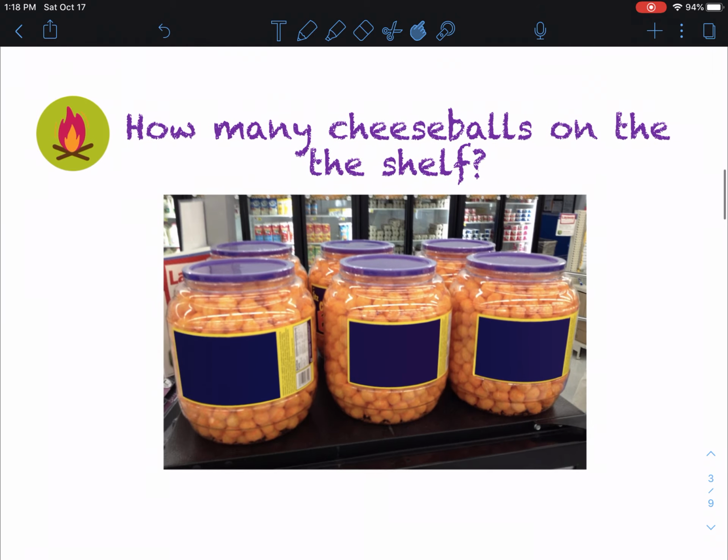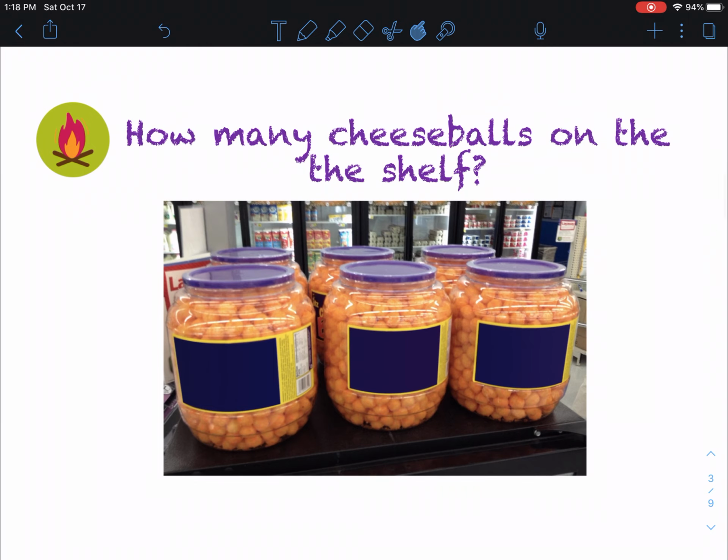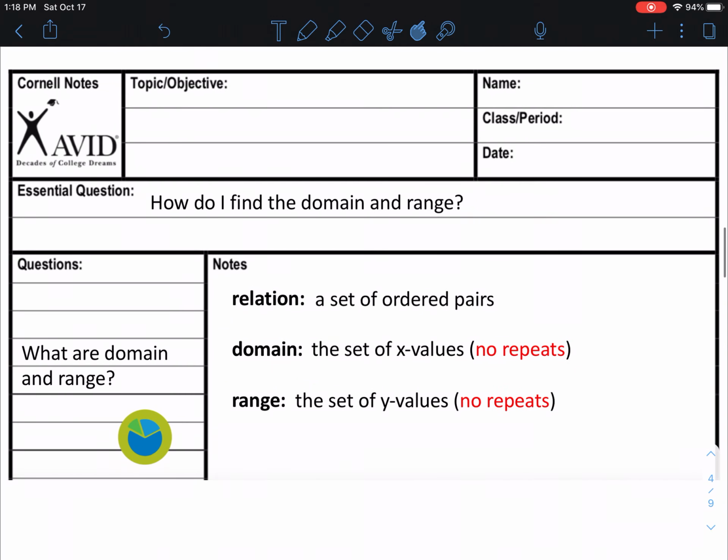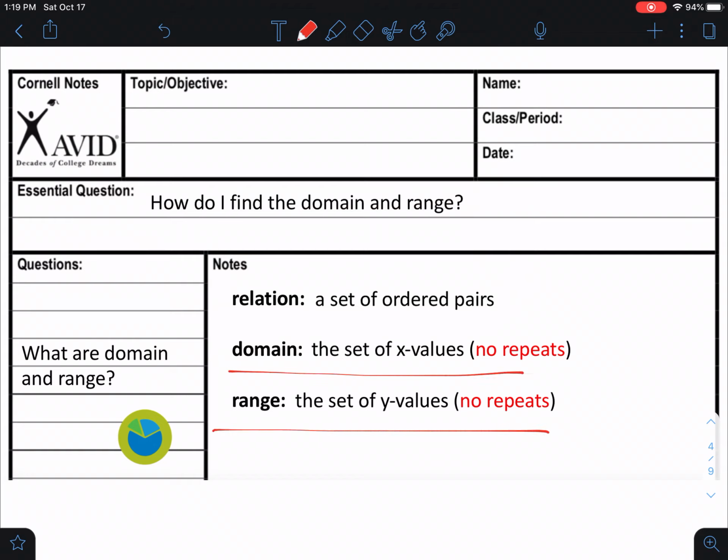All right, before we get that started, we're going to just take a look at this. How many cheese balls are on the shelf here, do you think? We'll pause here. Okay. So again, domain is our set of possible x values, and range is our set of possible y values.